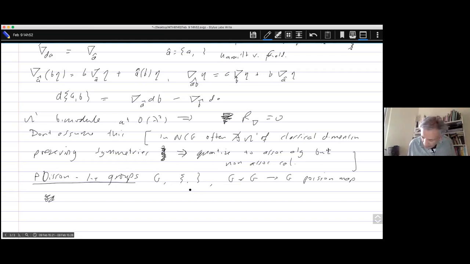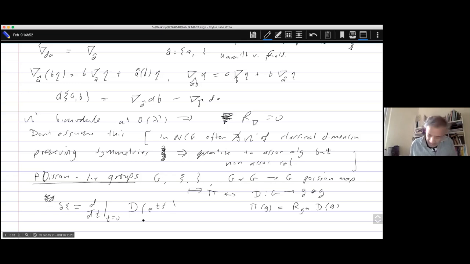I can always view it equivalently as a Poisson bivector, and I can view that equivalently as a function d from G into G tensor G, just by pulling it back. So I can write pi of g as R_g star d of g. So I can just refer everything back to the identity like that. Then in most books on Poisson-Lie group theory, they look at this quantity, d by dt at t equals 0 of d of e to the t. So they differentiate d at the identity, and this gives you delta from g into g tensor g.